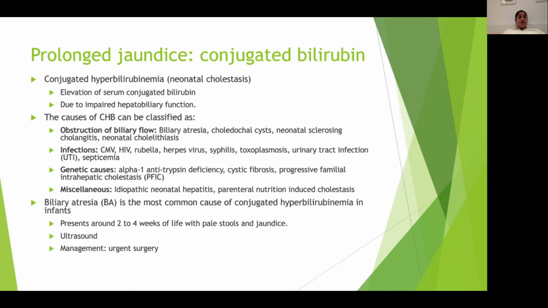What we would do is an ultrasound, so you can have a look at the biliary tree and see what's going on there, and urgent surgery is the management for biliary atresia.